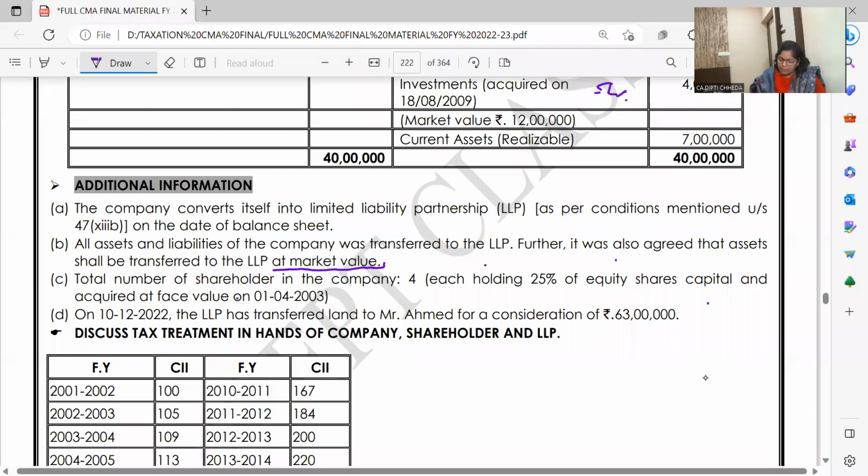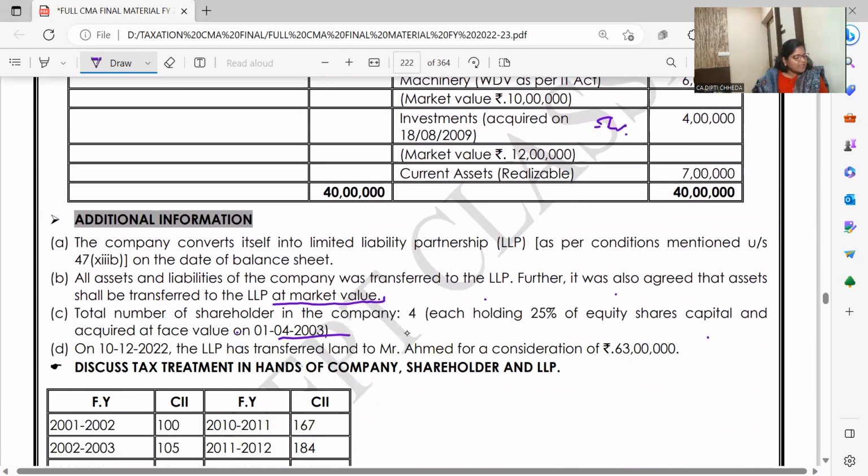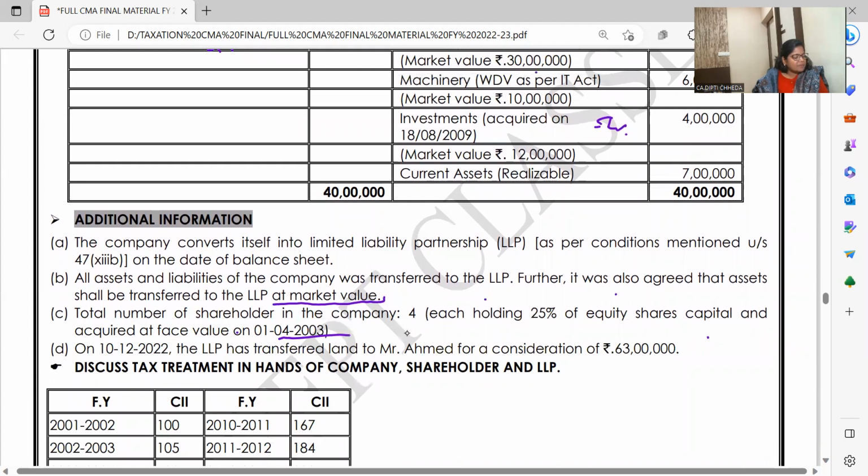Read the third line. We finished with what is going to be the tax for the company. Now, there are total number of the shareholders, 4. Each holding 25% of the equity share capital. That is 2,50,000. है ना? 2,50,000 के शेयर्स एक एक के पास हैं. और कब से हैं? When did they acquire these shares? These shares they have acquired on the 1st of April 2003. So वहां से it will become taxable. ठीक है? In the hands of the shareholders.